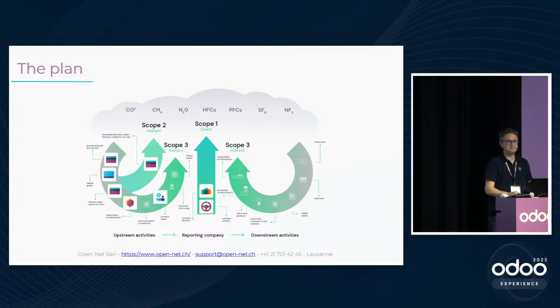Business travels, expense. Why wouldn't we use the expense application? Employee commuting, this is extra accounting. Why don't we use the HR application? Again, super simple. Leased asset, there is a lease, there is a rental application in Odoo. This is where we will manage all of this.